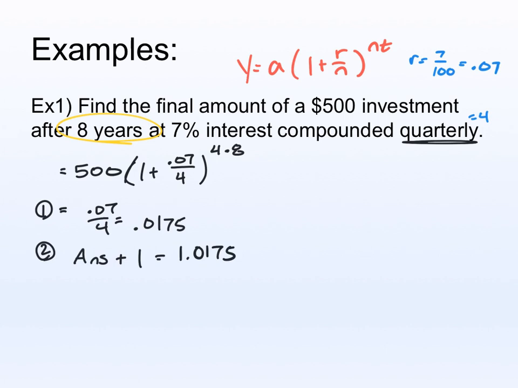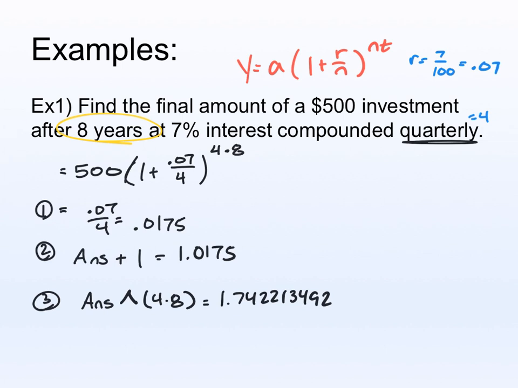Y'all okay? Step 3, this is exactly what my calculator looks like. I type in answer, the caret button, and then I go parentheses, 4 times 8. That is exactly what it looks like. This is the answer that I get out. Okay? Is that what y'all got? Okay.